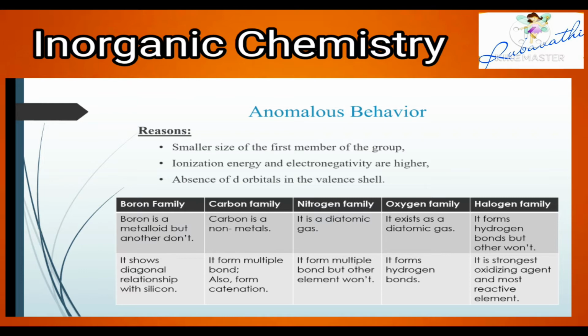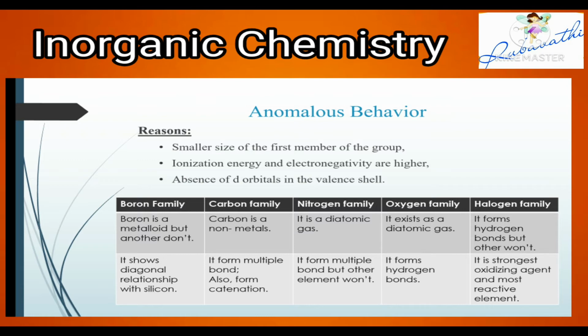The anomalous behavior of groups 13 to 17 involves, first, group 13, the boron family. Boron is a metalloid and the other elements are metals. Boron shows a diagonal relationship with silicon. Both are acidic in nature. Both form covalent halides that can be easily hydrolyzed, similarly for all halides except boron trifluoride.